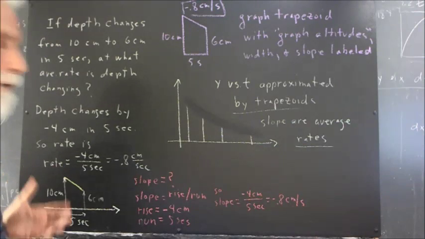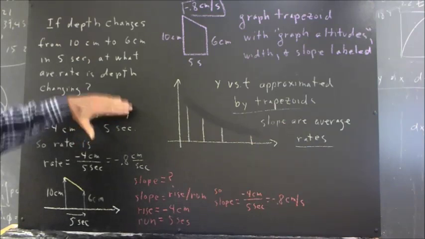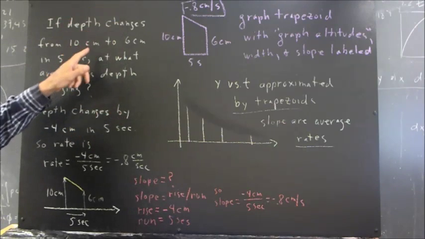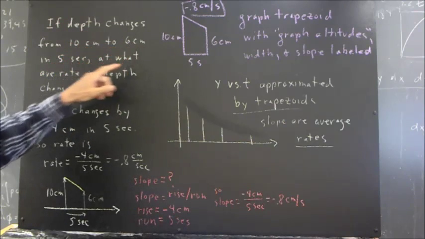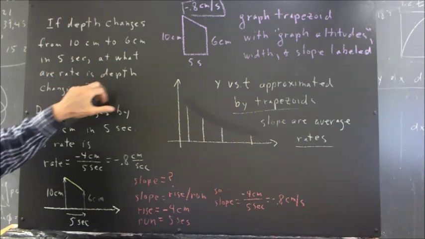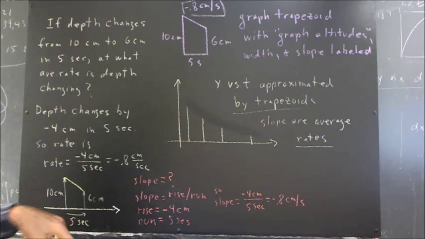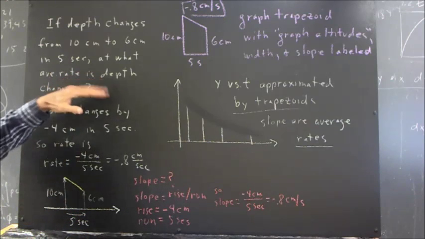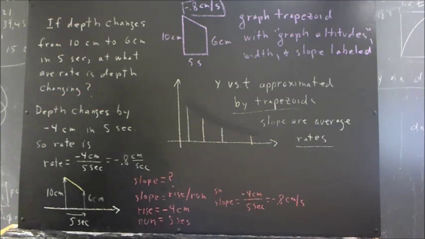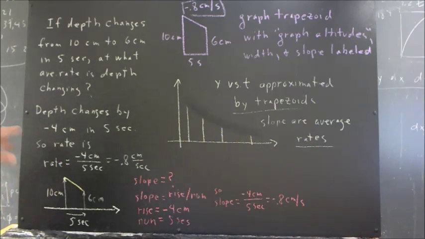Okay, now please don't look ahead if you haven't already seen this, but there's a question up here. If depth changes from 10 centimeters to 6 centimeters in 5 seconds, then at what average rate would we say the depth is changing? Well, let's just take that. You should pause and think through this question. But here's the answer we're going to go on now.